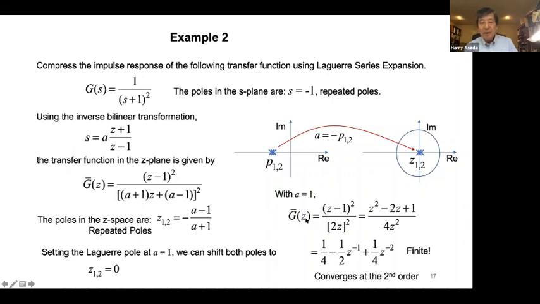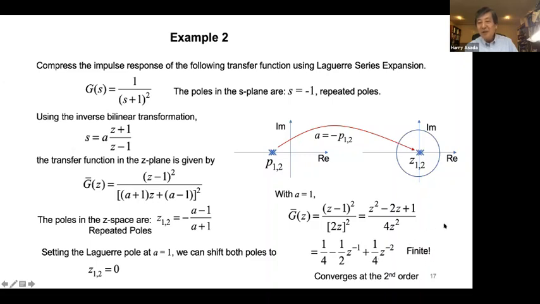Let's substitute A equals 1 into this equation for G(Z). That becomes something over 4 times Z squared. Dividing this by each term, it can be expanded into 3 terms. The first one is a constant, 1 over 4. The second term picks up minus 1 over 2 Z inverse, and then 1 over 4 Z to the minus 2. Okay, this is the exact expression, and it is finite.